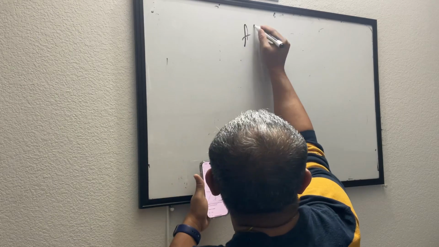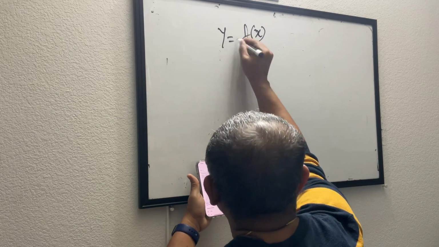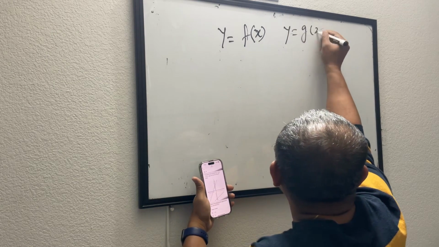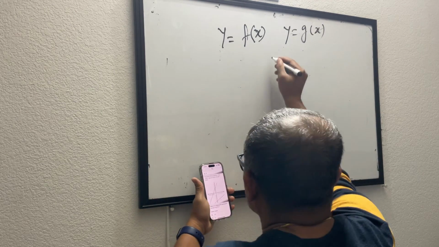Everybody here, please. So, I'm putting a question here. I'm reading it for you. The graphs of the equations y equals f of x and y equals g of x, these two functions that we have, are shown in the grid below.